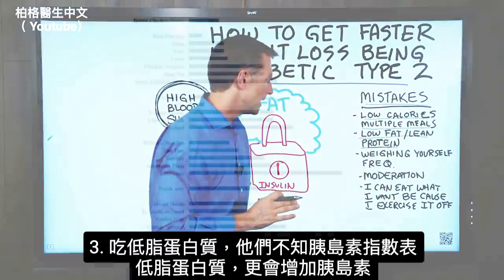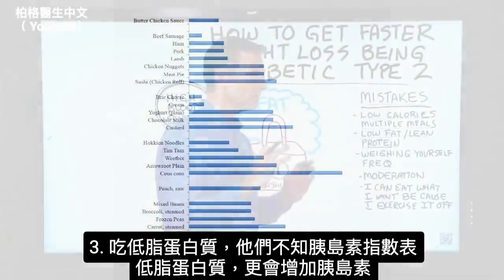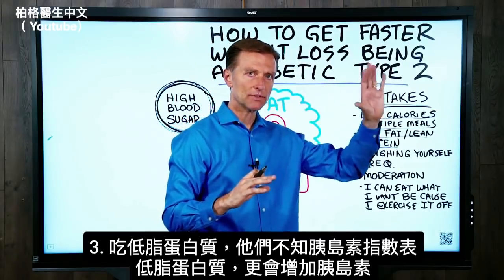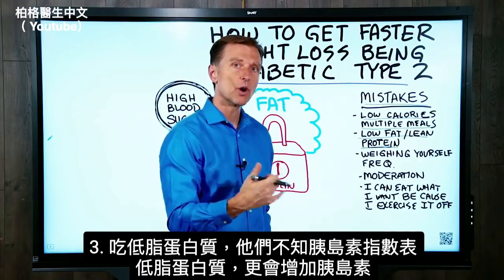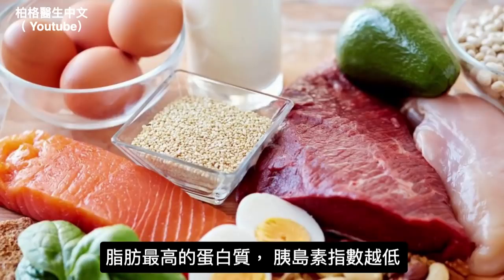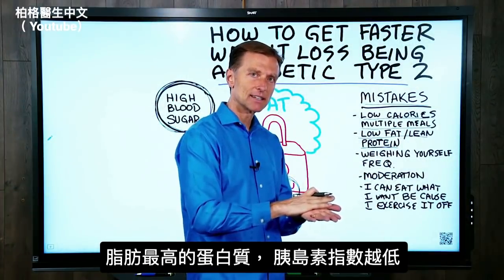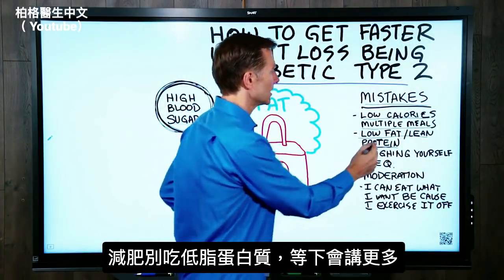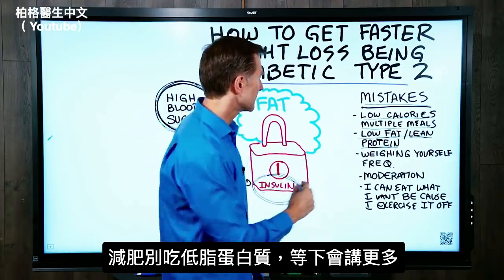You may not know this, but there's something called an insulin index, okay? And if we compare lean protein with fatty protein, lean protein, especially low-fat or no-fat protein, spikes insulin. The protein that has the most fat is the lowest on the insulin index. So you don't want to do low-fat or lean protein. I'll get more into that in the next slide.